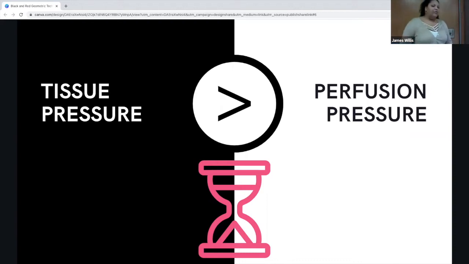The hypoxia results in tissue necrosis and damage after extended periods of time where the pressure exceeds 20 to 30 millimeters of mercury. Normal is less than 10.